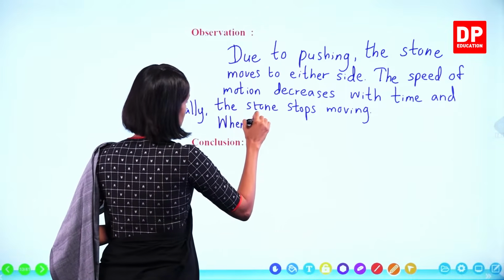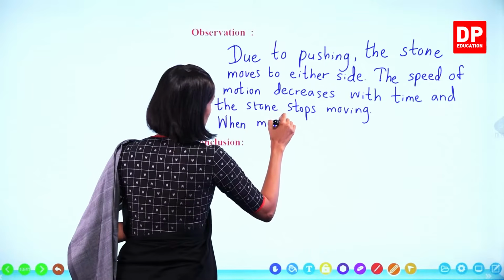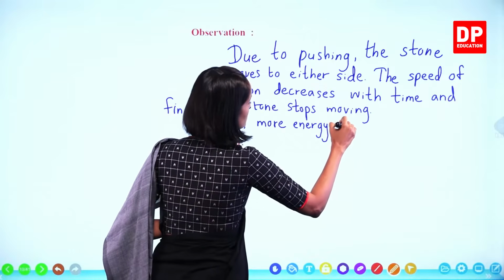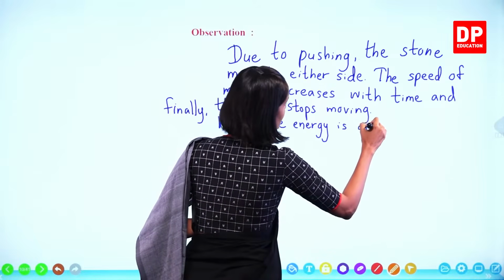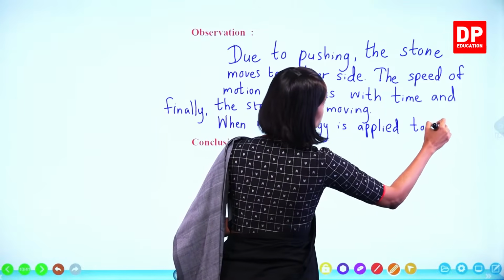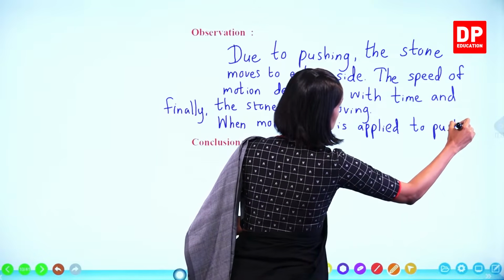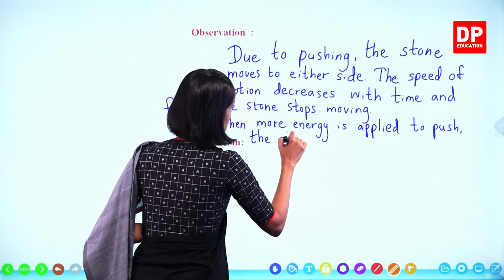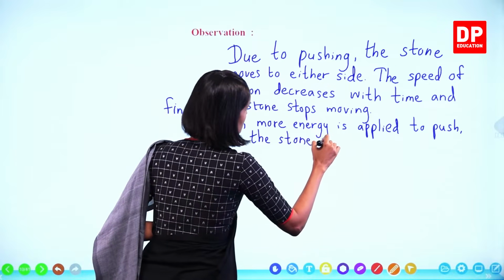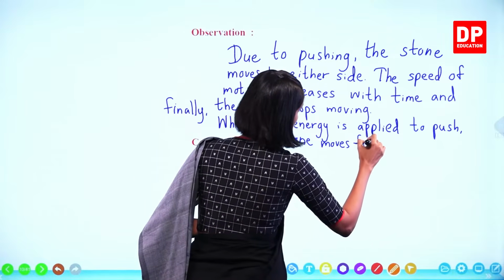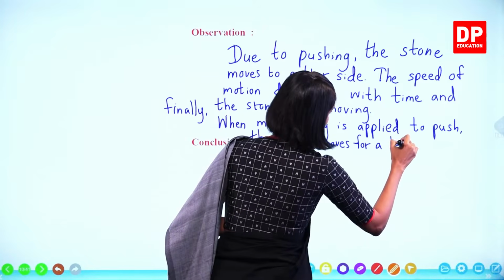When more energy is applied to push, the stone moves for a longer time.